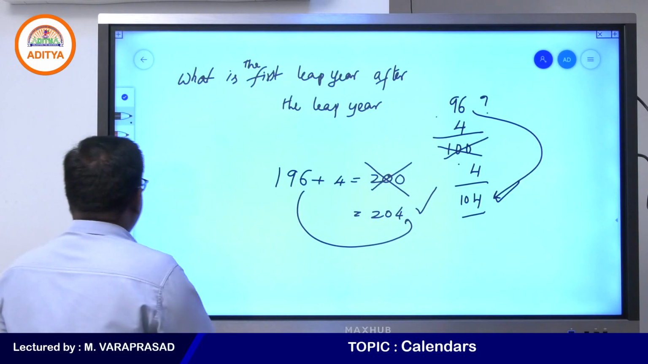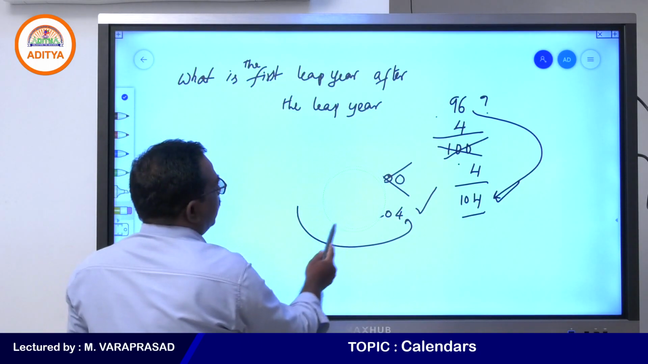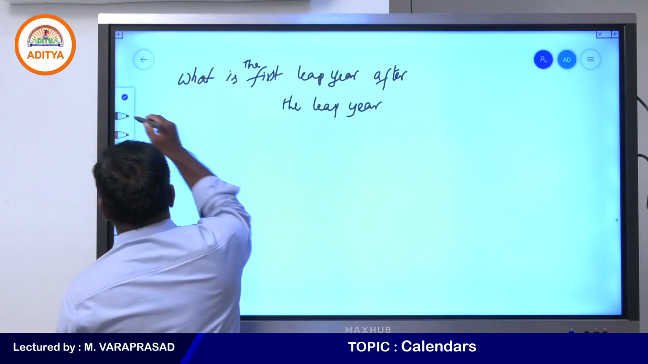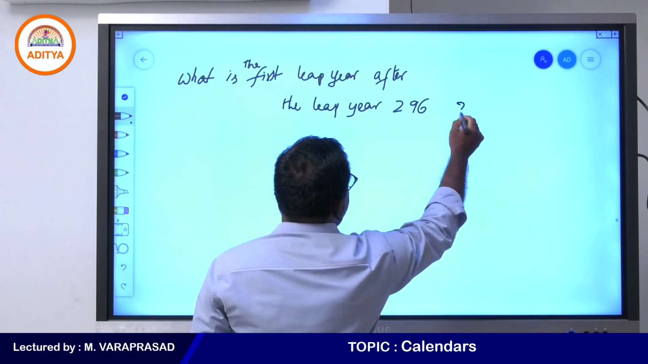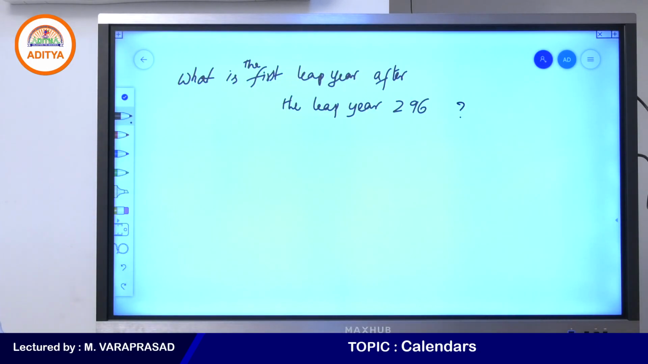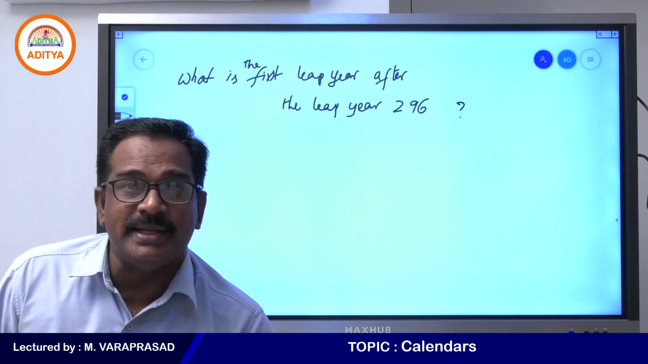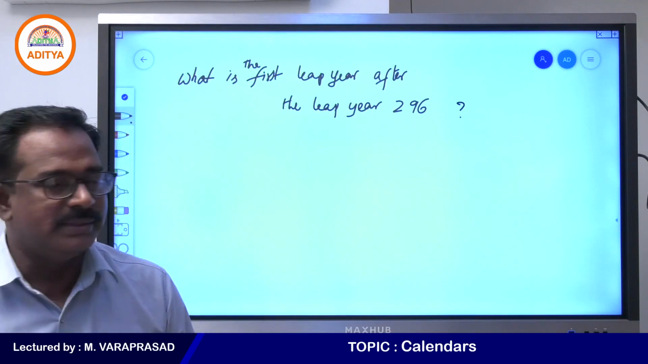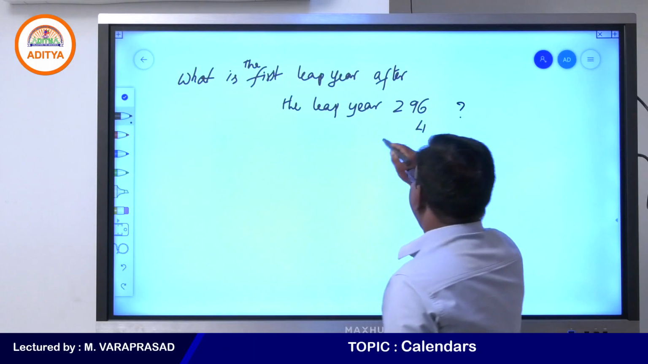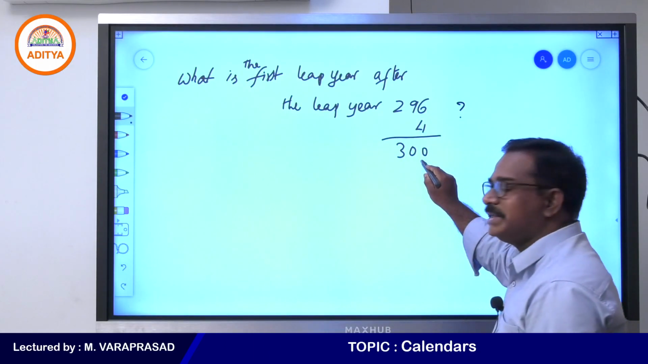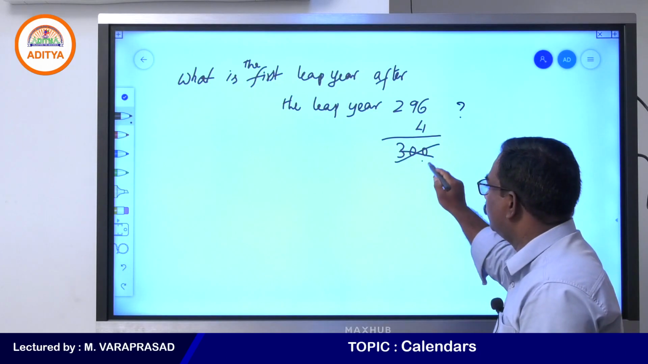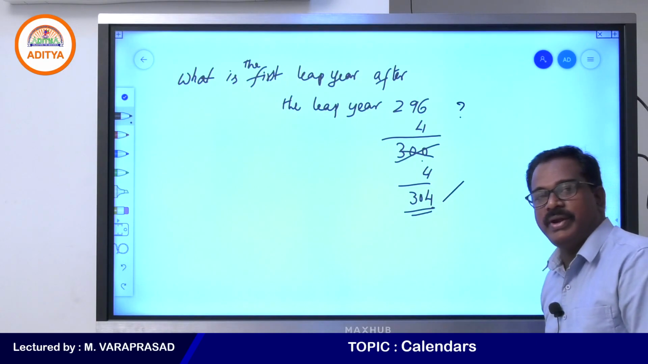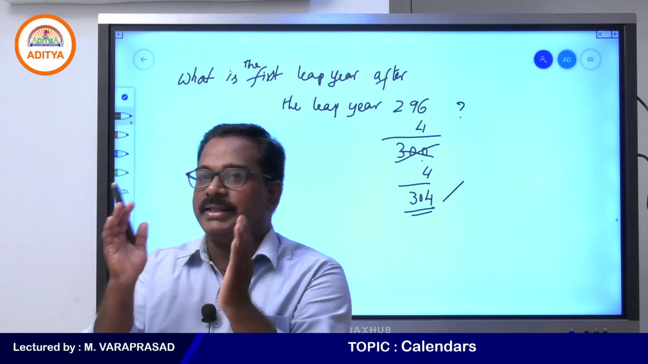One more example. What is the next leap year after the leap year 296? If you add 4, that is 300, a century. It's not divisible by 400, so it's not a leap year. One more 4, 304 is a leap year. The 100th year is not a leap year, the 200th is not a leap year.